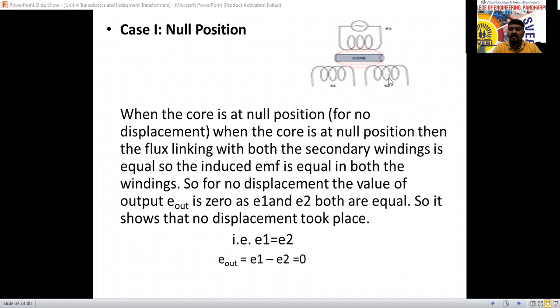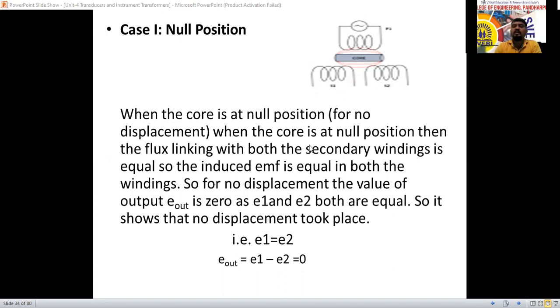So the net output of this one is equal to, then E1 equal to E2 means the output voltage of the secondary is equal to 0. For that reason, there is no output at all. So we are going to call that the null position. When the core is at null position, with no displacement at all, that one we are going to call the null position.